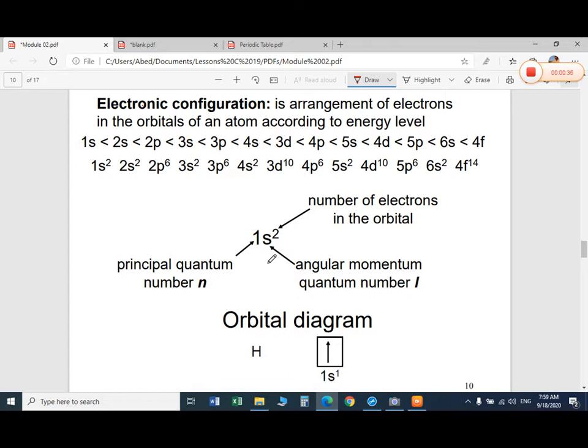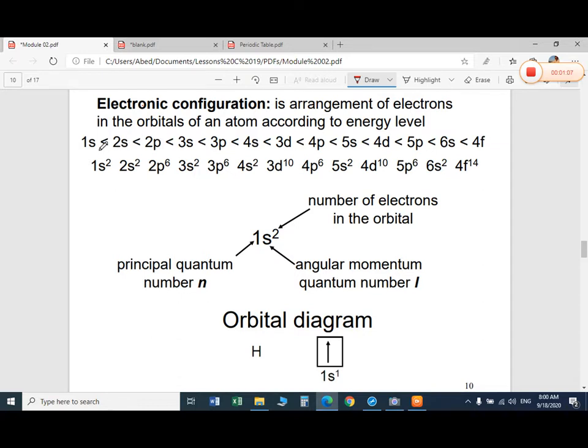So these are arranged in a fashion according to 3 rules, and these rules will come step by step when I explain to you. But now you learn that it is increasing according to the energy level, and I already told you in the principal quantum number, the number 1 is the lowest energy level, and number 2 is higher, number 3 is even higher, 4, 5, 6, and the 7th is the highest energy level.